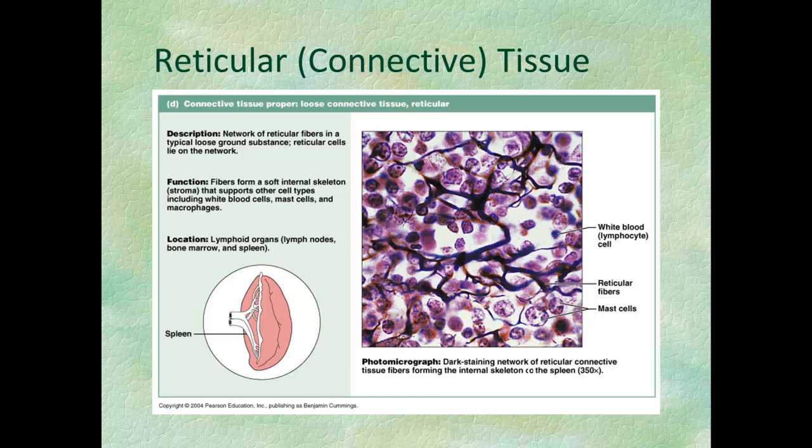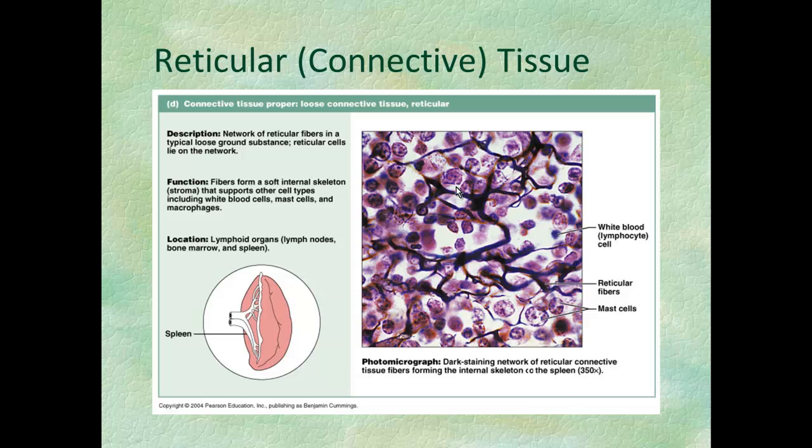Reticular tissue, or reticular connective tissue, as the name implies, contains a high concentration of reticular fibers. Reticular connective tissue is very common in a lot of your lymph organs, things like your lymph nodes, your spleen, as well as a few other organs.